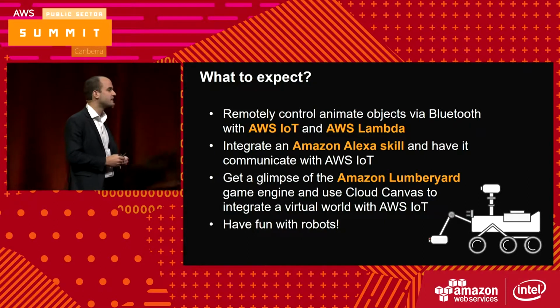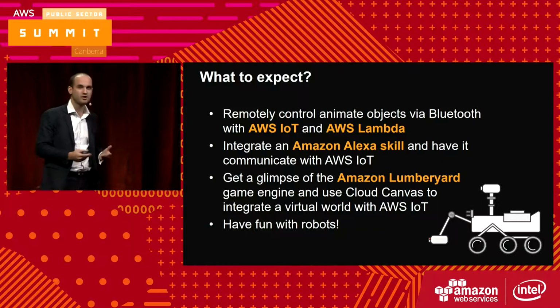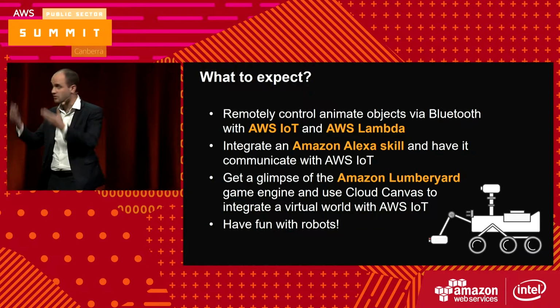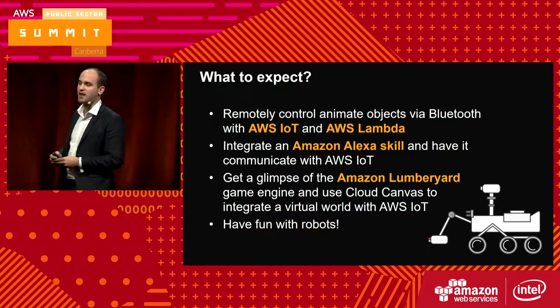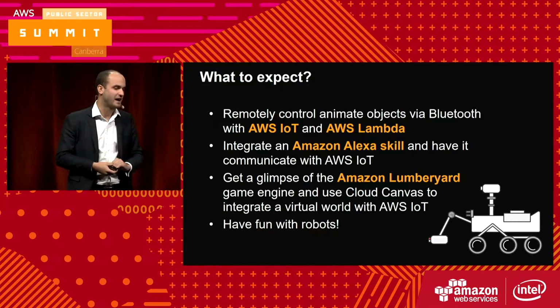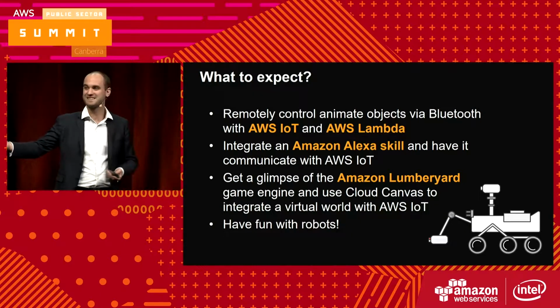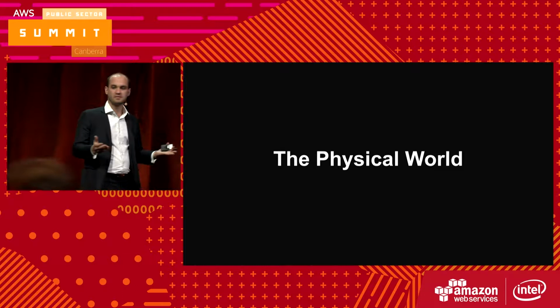And you're going to get a glimpse of an engine called Amazon Lumberyard, which I'm going to use to create a virtual world in the cloud environment and draw that back up to the screen here. We're then going to have a look at how we connect that back to the robot and sync that virtual world back to the physical world. And lastly, I'm going to have fun with robots, right? Love my job. So let's start off with the physical world.